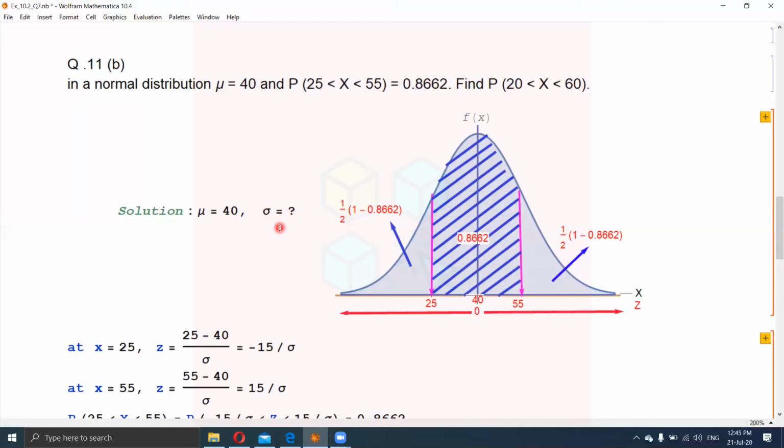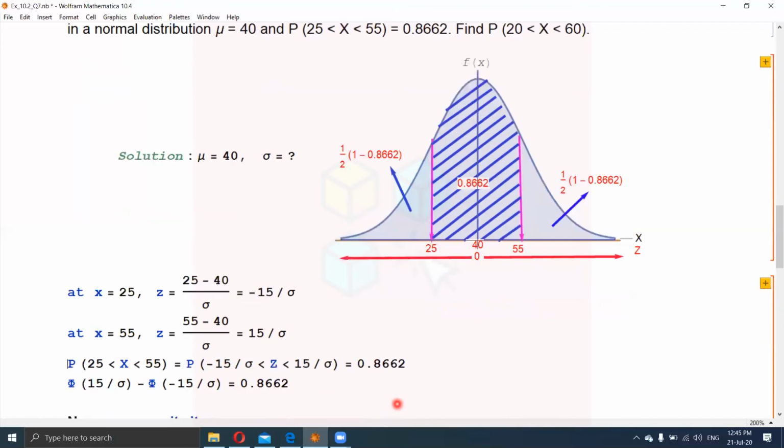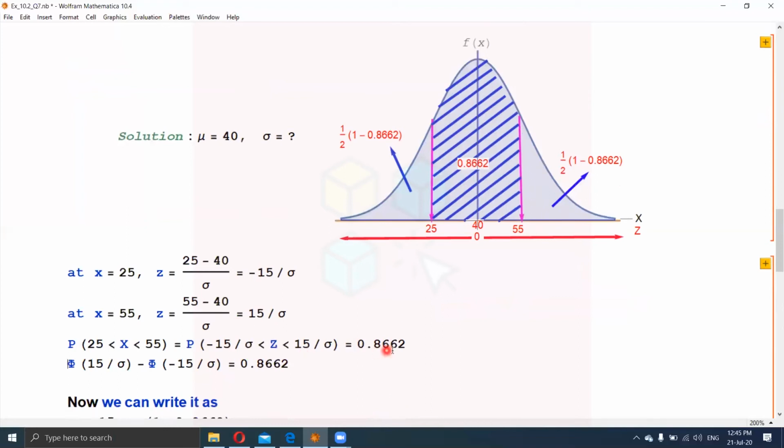Once sigma is obtained, by using both of these values, mu and sigma, we will find the probability between 20 and 60, which is the next part of this question. So at x equal to 25, the z-score would be x minus mu over sigma, equal to minus 15 by sigma, and at the other point 55, the z-score would be 15 by sigma. So between these two points, the area would be written as this area, 0.8662.